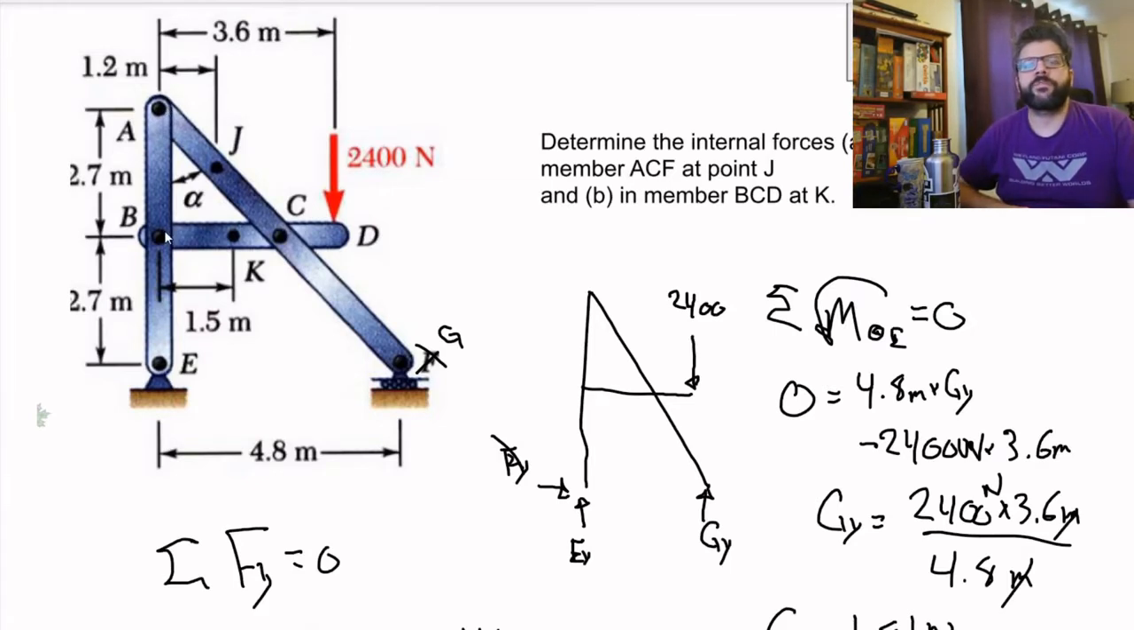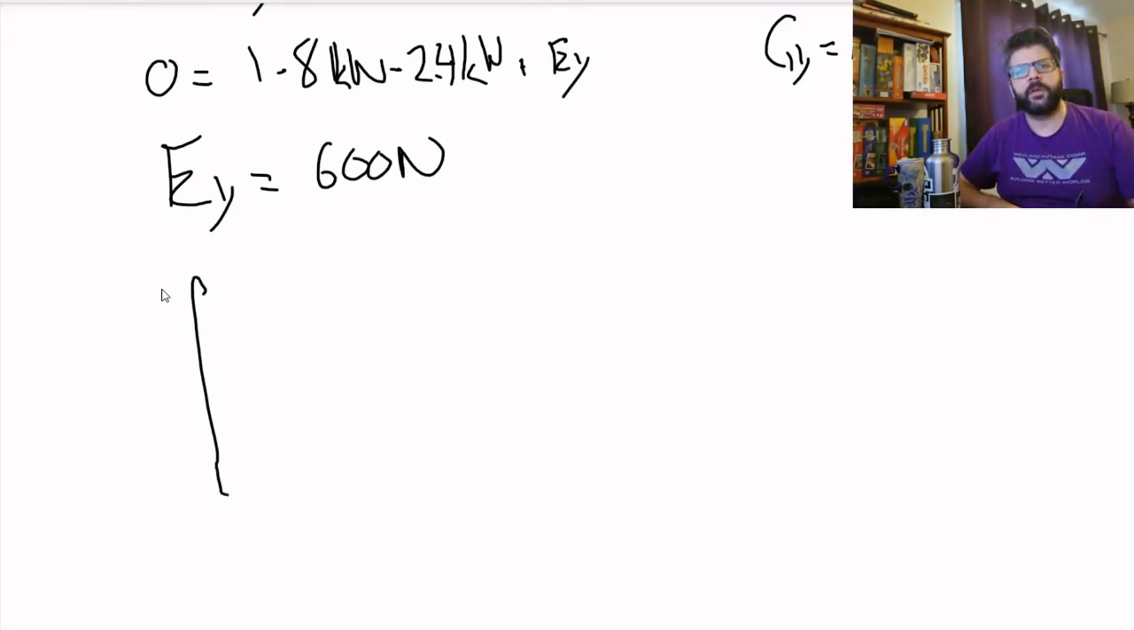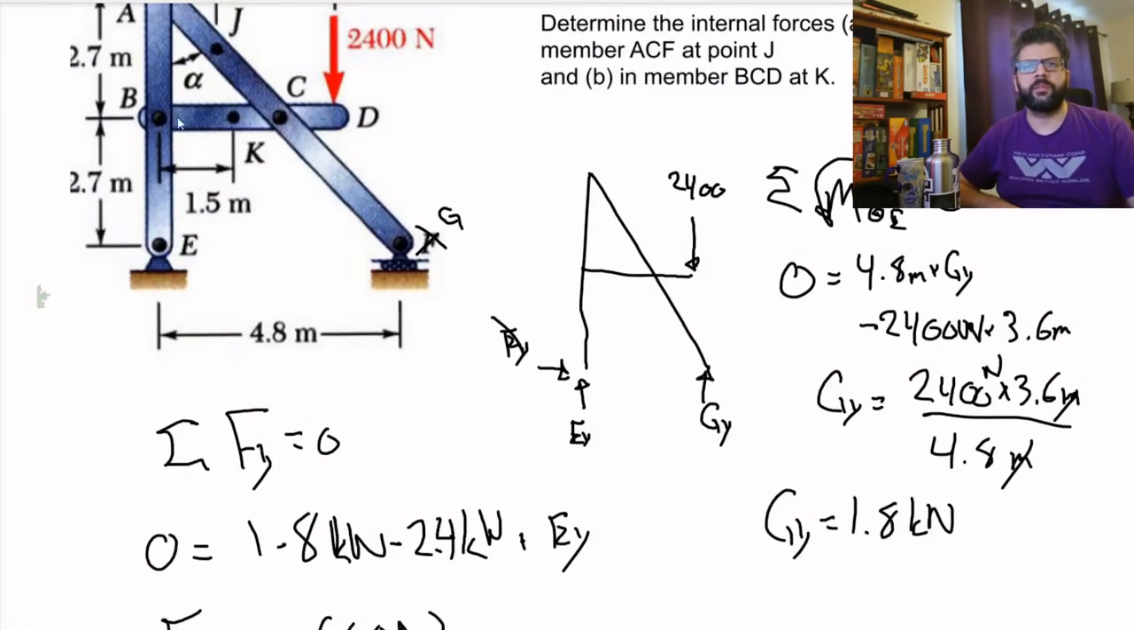Okay, so we've got that. And I guess the next thing that we can do is try to figure out what the other components of our forces here are going to be. So let's have a look at the member ABC, ABE, to start with. If we just take the free body diagram of ABE, we know that it has 600 newtons there, and we know that it has that reaction at B.